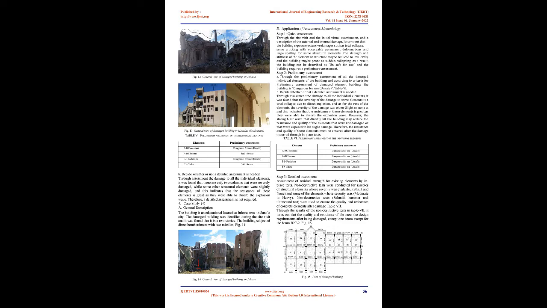Step 1. Quick assessment. Through the site visit and the initial visual examination, and a description of the external and internal damages, it turns out that the original capacity of the building has not decreased and that no major hazard is present, and no observable permanent deformations of the structural, minor structural damage, slight non-structural damage and fracture in non-structural components of the structure, such as windows and doors. As a result, the building can be described as safe for use.